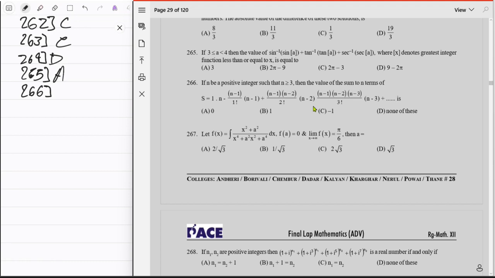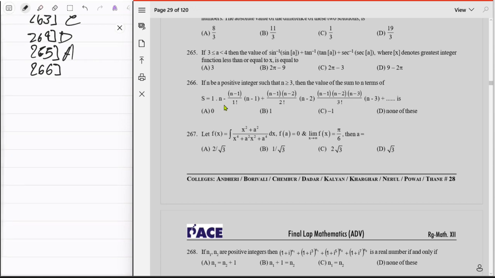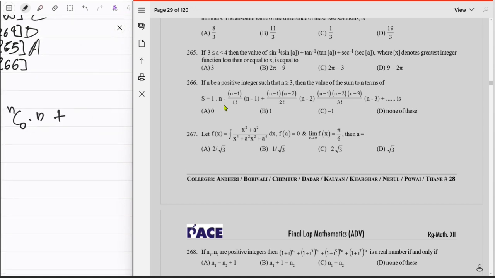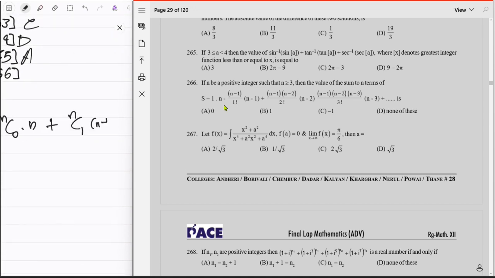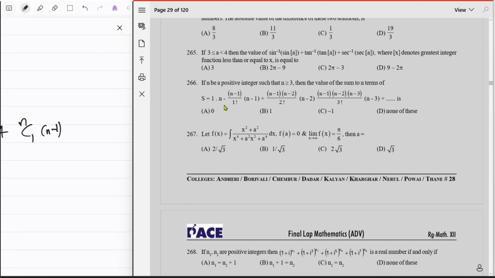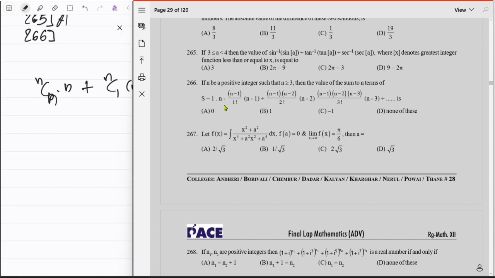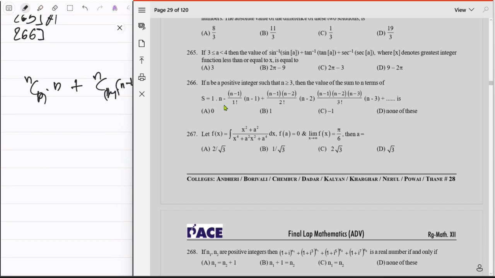So 1 times n, then plus n, right. Look at this. This is just nC0, like this thing. nC0 times n plus nC1 times n minus 1, and keep going, right? Or you can just say nCn times n, nC(n minus 1) times n minus 1. Yeah, that actually makes more sense.